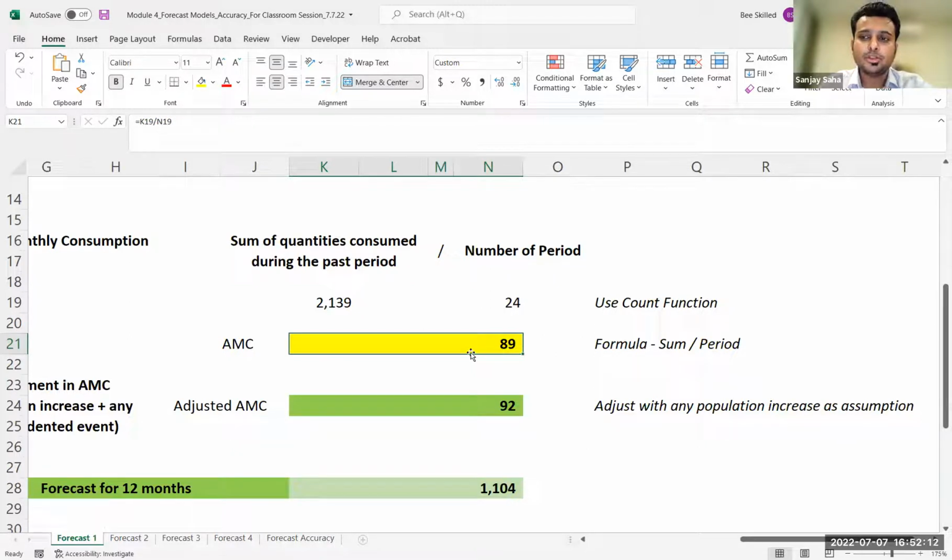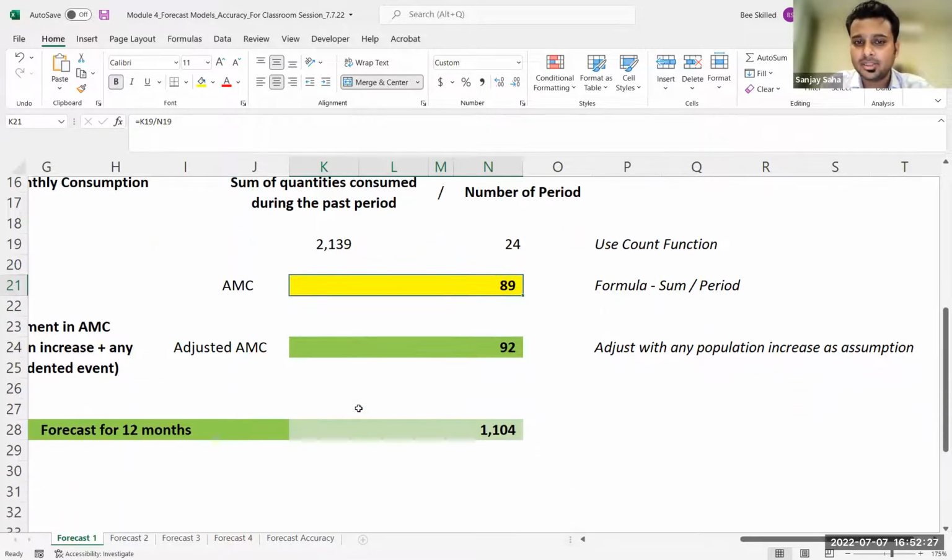But we are supposed to do the forecasting for the next year. Next year, there may be more people, right? There may be newborn babies, because there's a population increase. So that's an assumption that we're going to make here, that in the next year, since there's an annual population growth, there may be 3.2% additional people who may get sick. So we add this 3.2% into our AMC, which is K21. The adjusted AMC becomes 92 rather than 89, which is from the past 2 years.